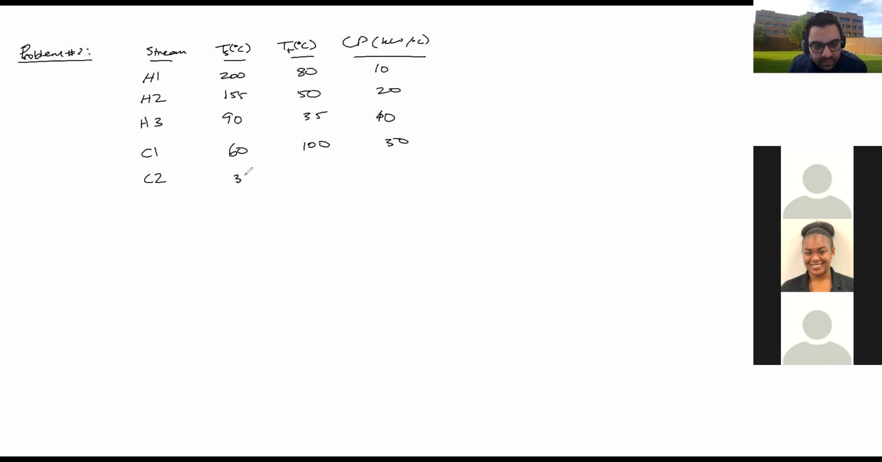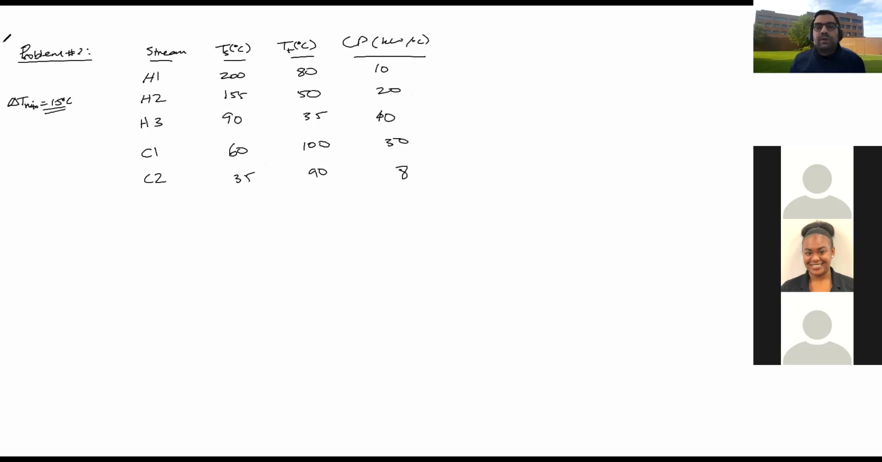And the CP value is 8, right? So I have 10, 20, 40, 30, 200, 155, 90, 60, 35, 80, 50, 35, 190. Good, and I'm also given that delta T minimum is 15 degrees Celsius, okay?